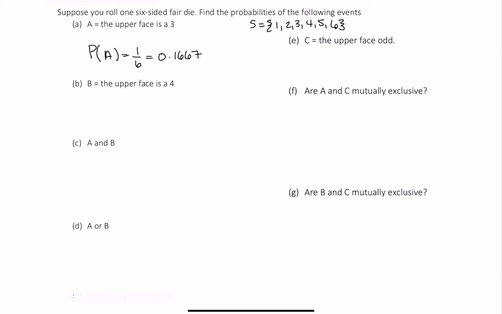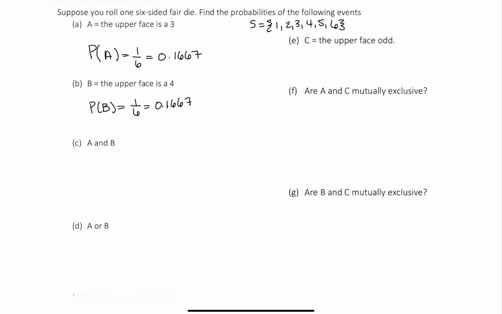Next, let's look at part B. In part B, we're given the event B. The upper face is a 4. Now again, this is just going to be 1 out of 6 since there's only one 4 out of 6 total outcomes. Next, let's look at part C.